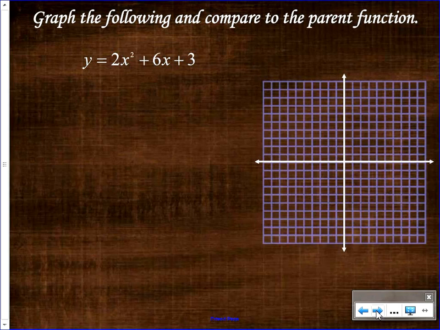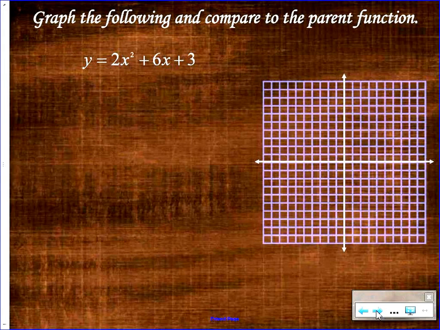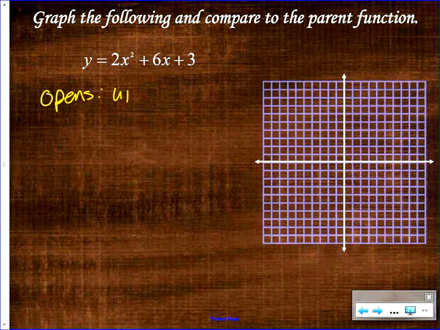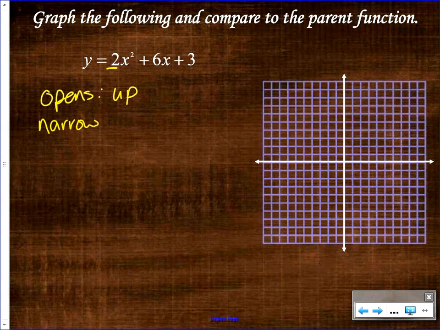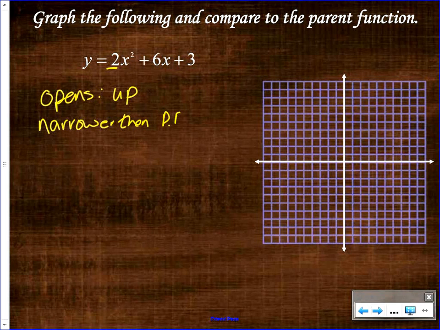Okay, so let's go back to the original problem and graph it. So is it going to open up or down? It opens up because my A is positive. Okay? Is it going to be narrower or wider than the parent function? Narrower because A is greater than 1. Narrower than PF. What does PF stand for? Very good.